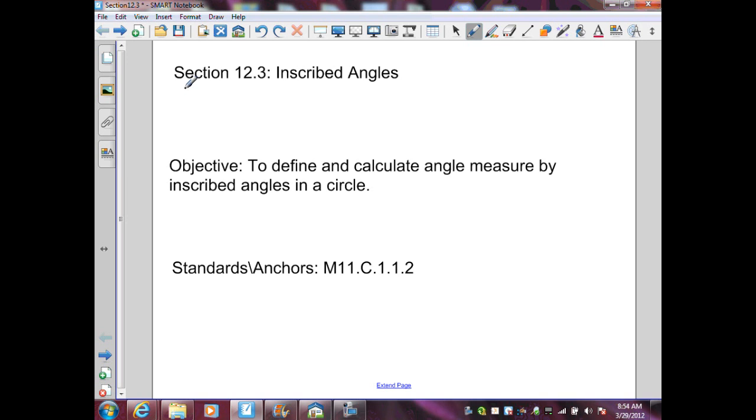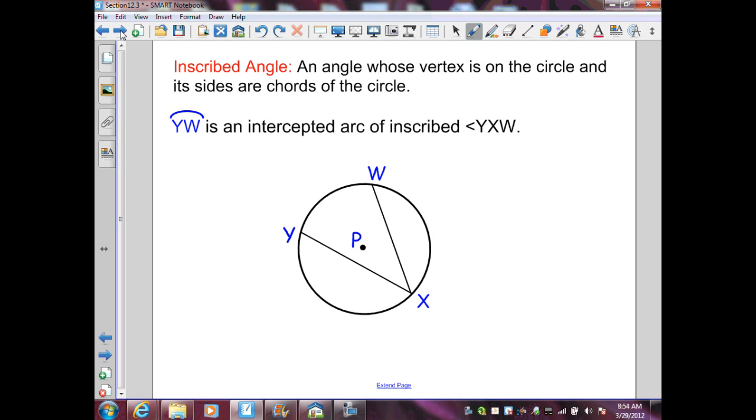Section 12.3, Inscribed Angles. Recall from a previous section, we have central angles of a circle. A central angle of a circle is an angle that has its vertex at the center of the circle. On this slide, we have inscribed angles. An inscribed angle of a circle is an angle whose vertex is on the circle and its sides are chords.